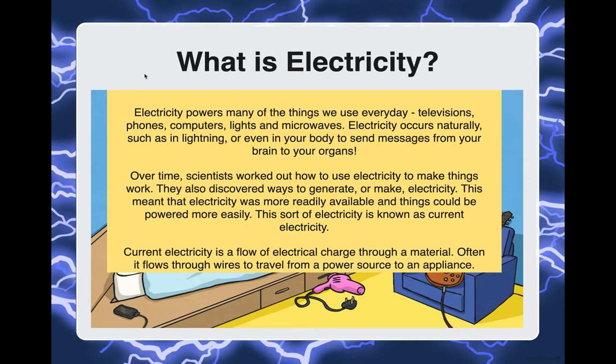Current electricity is electricity that's generated, that is powered. And because of its power, we can use it in different functions, such as charging your iPad, how you're learning this lesson, or charging your cell phone. All that, the way that's charged to the electricity to the device, would be current electricity. It's a flow of an electrical charge through material, so often through a cable or through different wirings. And it flows from a power source to an appliance.